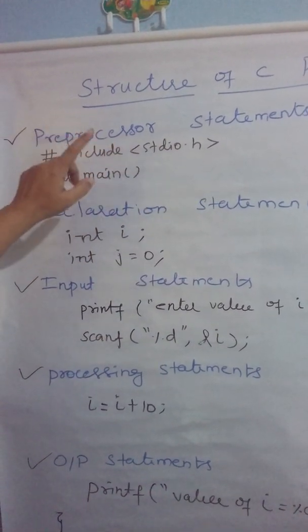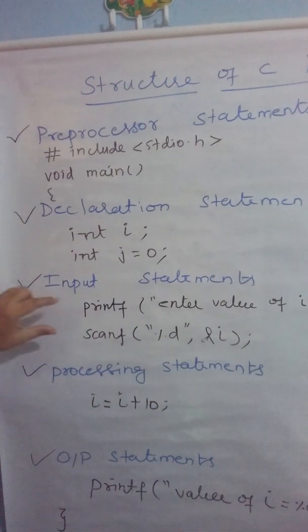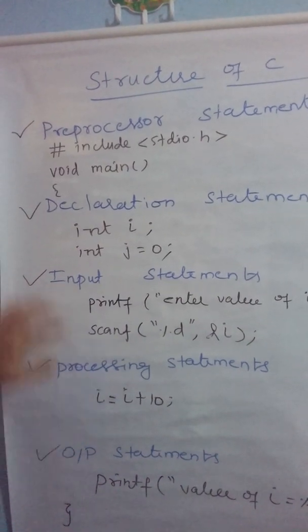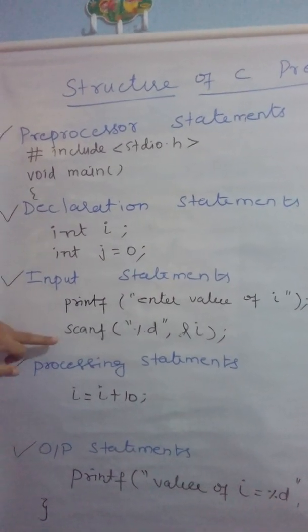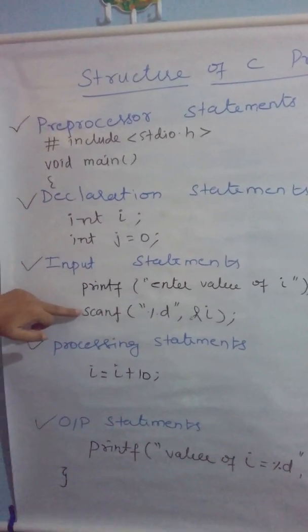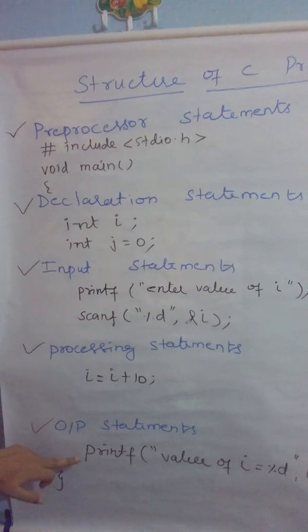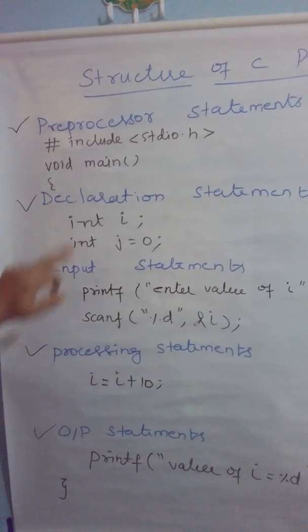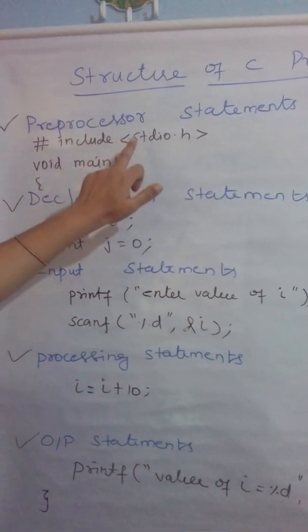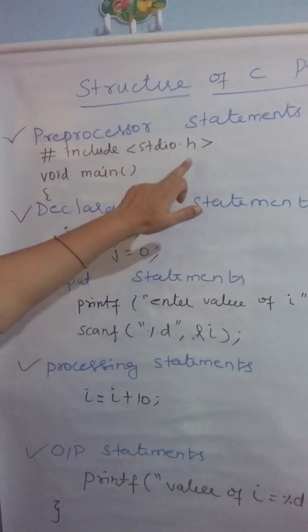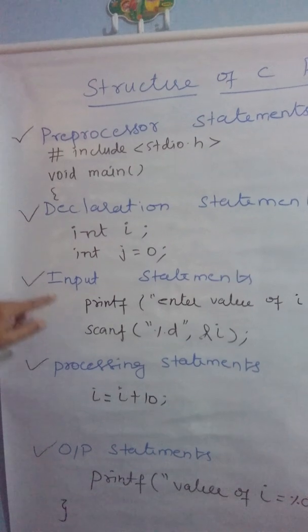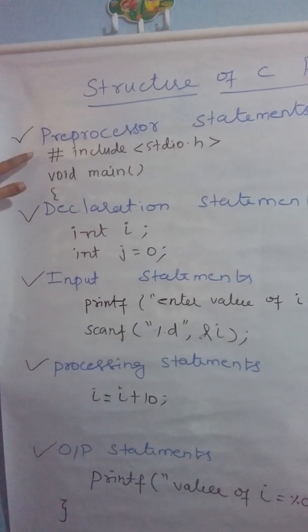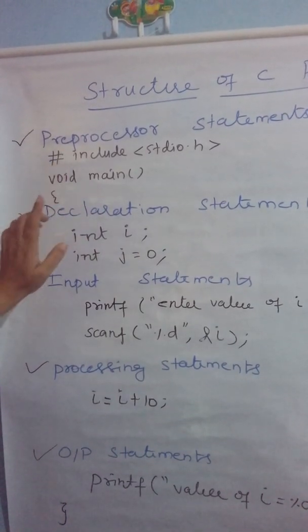This header file contains descriptions for the input and output functions you are using in the program. Here we have used the input function scanf and the output inbuilt function printf. So it is necessary for me to include the standard input output header file, which contains details of these inbuilt functions. I have included it using this preprocessor statement #include.